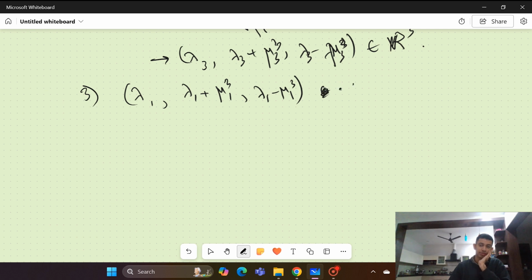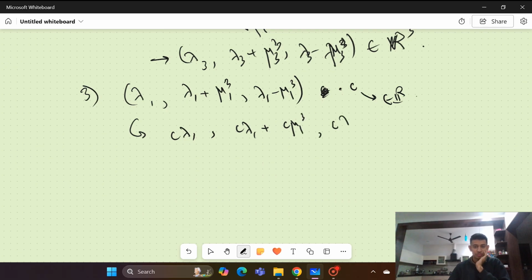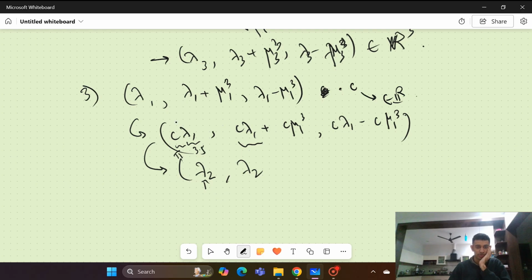And what we do is multiply it by scalar c. C is obviously some real number. And what we'll get is c lambda 1 plus c mu 1 cube, c lambda 1 minus c mu 1 cube. This is the vector once multiplied. And the thing with this is, this can be assumed to be lambda 2, because if lambda 1 is a real number such as 3.5, multiplied with another real number such as pi it would still be another real number. So we can again say this is lambda 2, because we assumed c lambda 1 to be lambda 2.